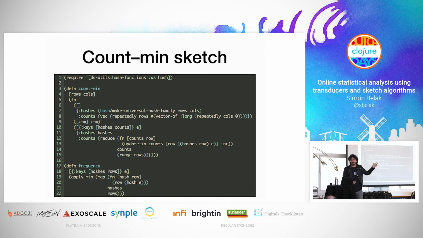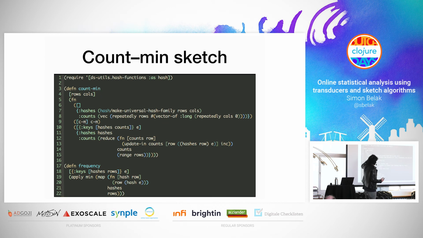It's rather simple, so it's best to show it in code. Basically, the idea is to build a grid. So we have a vector of vectors, and then for each row we also have a hash function. The idea is that the hashes are universal hashes, meaning they have some nice properties when they play together, and they're more independent than if you just generated a couple of random hashes.